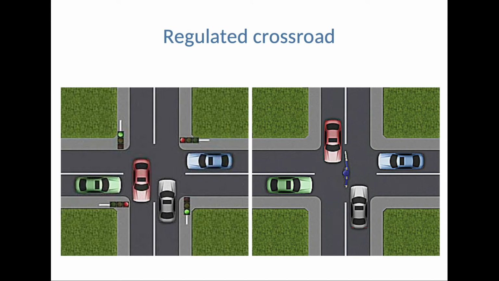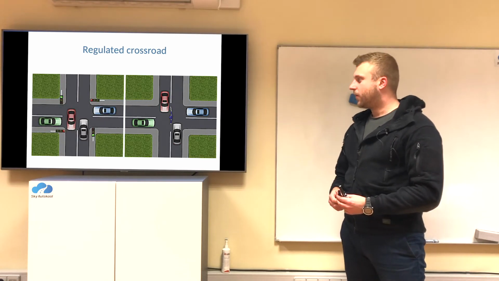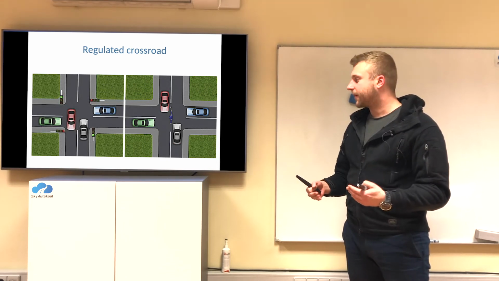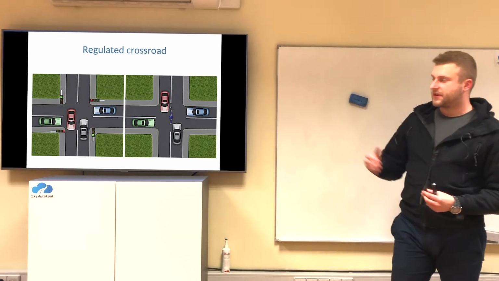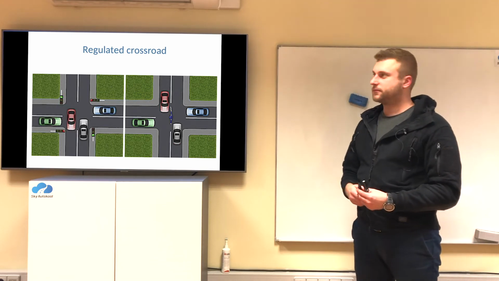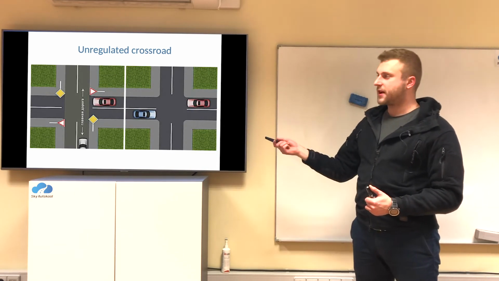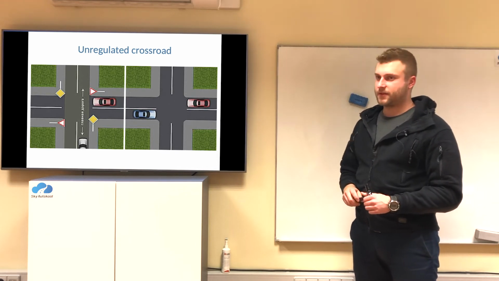Also, we have regulated crossroads and unregulated crossroads. Regulated crossroad. It's regulated if we have traffic lights or an authorized official like a policeman or security worker, this kind of guys. Basically somebody or something regulates the traffic. Then it's regulated. When we have only signs or no signs at all, then it's unregulated. You understand that?